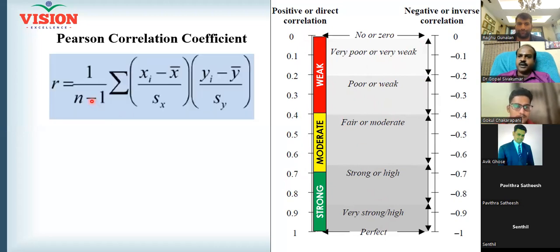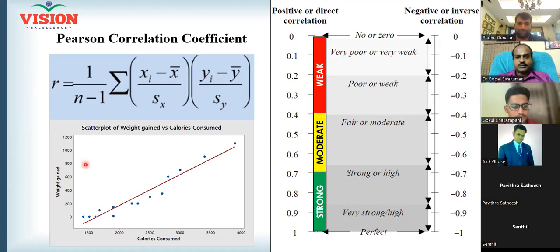This is the formula all of you need to understand to calculate the R value, which is the Pearson correlation coefficient. N is the number of data you have. X bar is the average of X value. Y bar is the average of Y value. S is the standard deviation. You calculate the standard deviation for X value as well as for Y value. And this is how R is obtained.